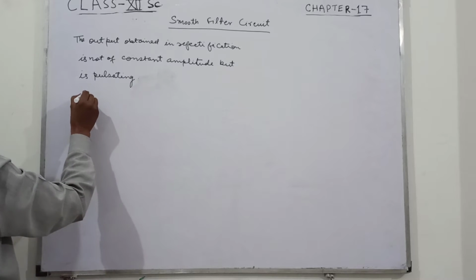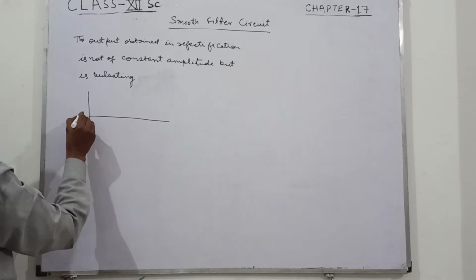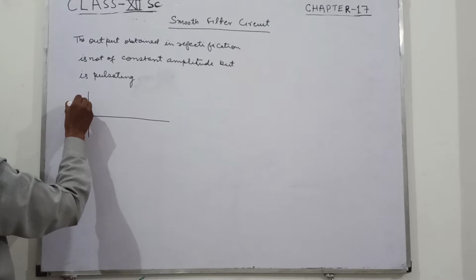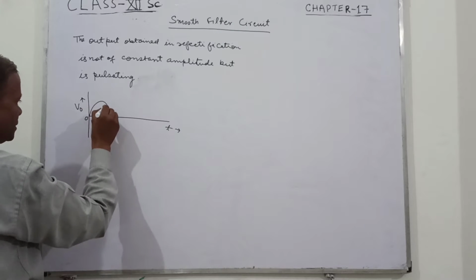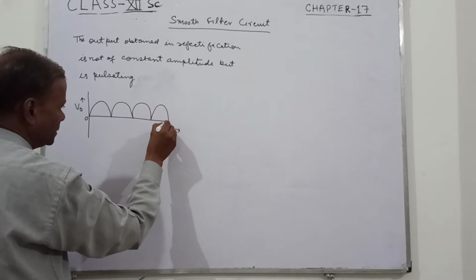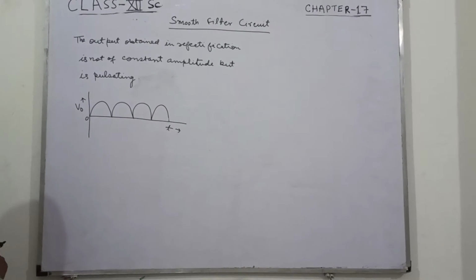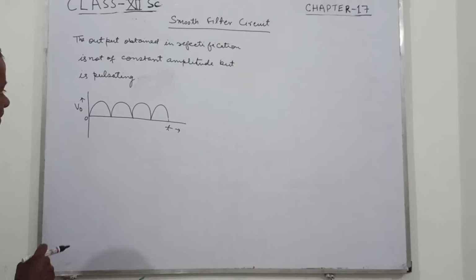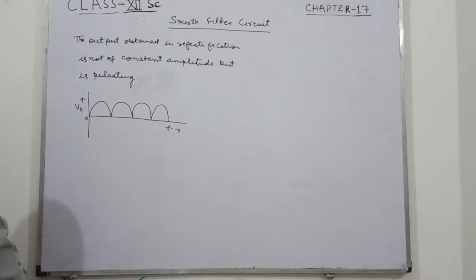So pulsating is what we are getting. This is 0, this is now V0, this is time t, and we are getting the output like this. This is the fluctuating or the pulsating. It's not of constant amplitude but is pulsating. So we want to find out the constant amplitude.